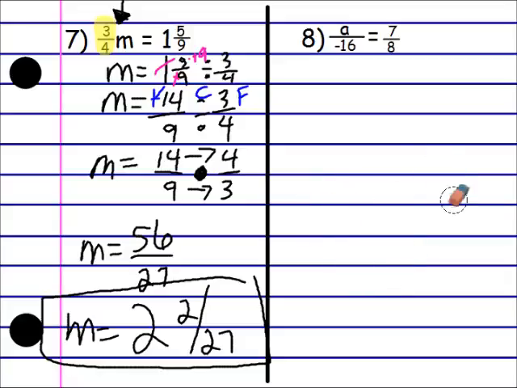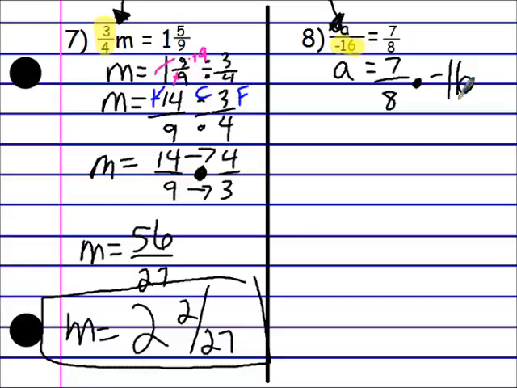Let's look at example 8. A divided by negative 16 is equal to 7/8. I'll highlight the number on the same side of the equation as the letter and rewrite the equation without it. So I have A equals 7/8. Now I'm going to do the opposite math on the opposite side. So what's happening between the number and the letter here? Division, and the opposite would be multiplication. So I'm multiplying by negative 16.